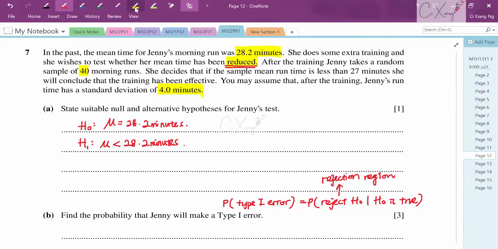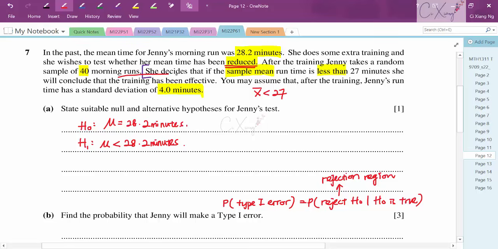All right, so if I go back to the question again, we can see this important sentence here. She decides that if the sample mean runtime is less than 27, okay, so highlight the keyword, you can see the word sample mean. Sample mean means x bar, less than means smaller than 27, so you just write 27. So they say the sample mean less than 27, right? She will conclude that the training has been effective.